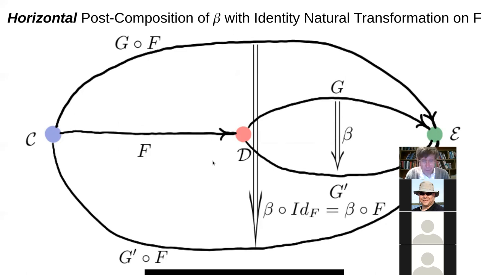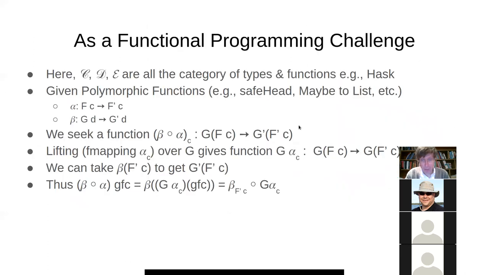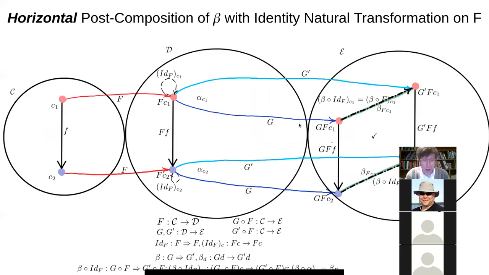And we can do it. If we look at that, it actually simplifies this horrid diagram to this. You can read off what the elements are here. Basically, we want to take GF C prime to G prime F C1. And that can be accomplished by beta FC1. That's the beta FC1 here.